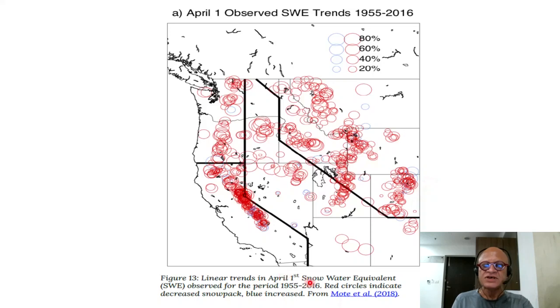This is April 1st snow water equivalent observed for the period of 1955 to 2016 in the western US. So you are looking here at California, Oregon, Seattle, into Canada and Alaska over there. Red circles indicate decreased snowpack and blue circles indicate increased snowpack. So 80% decrease or 80% increase. Obviously there is no 80% increase anywhere.